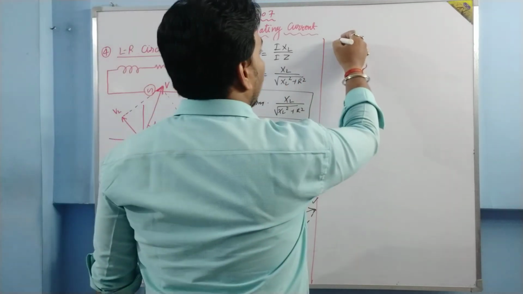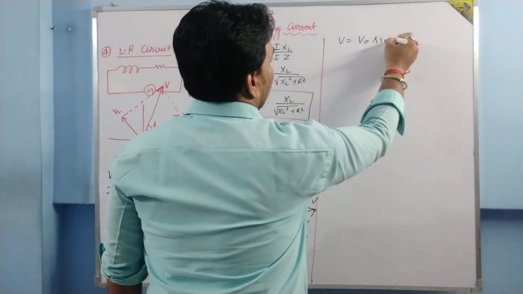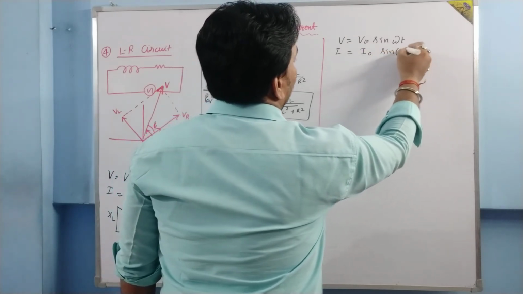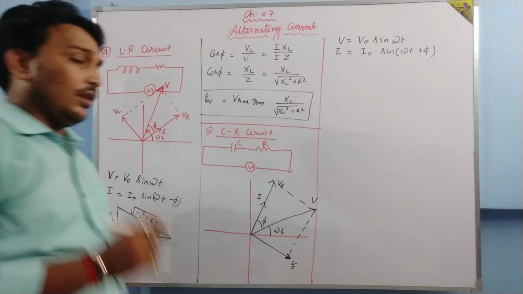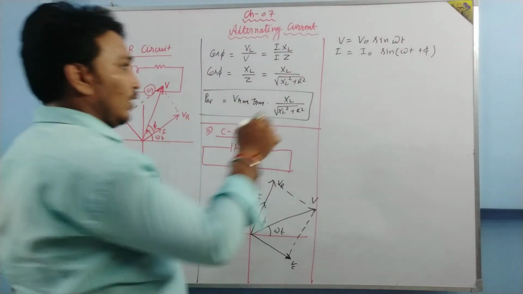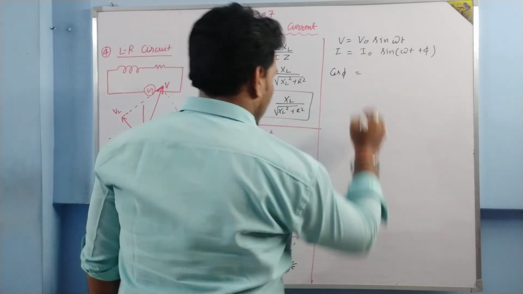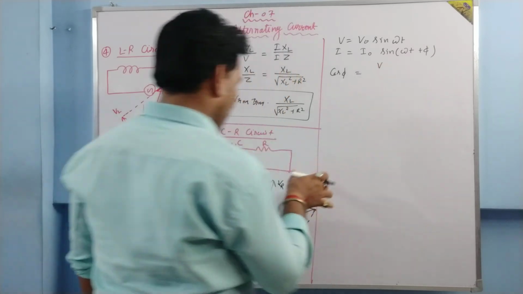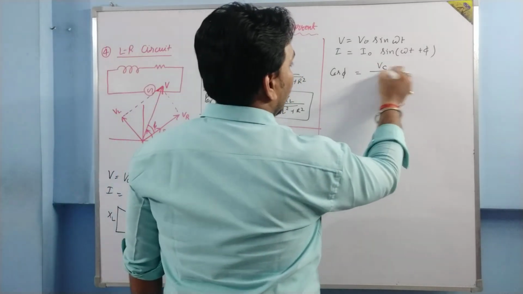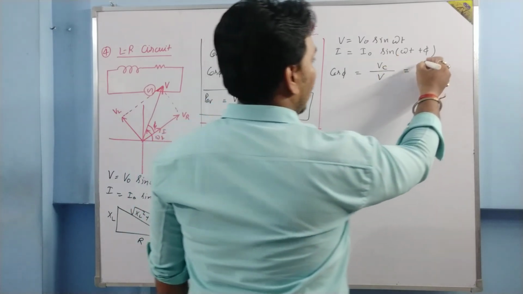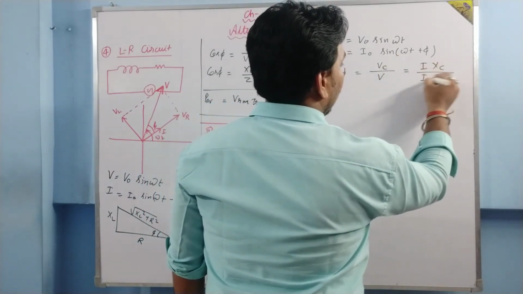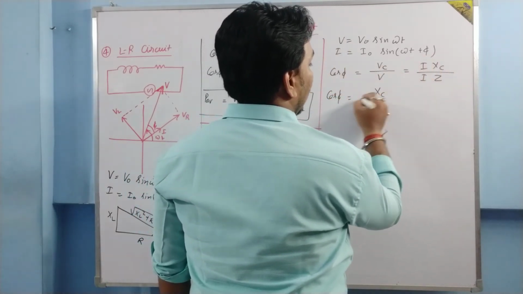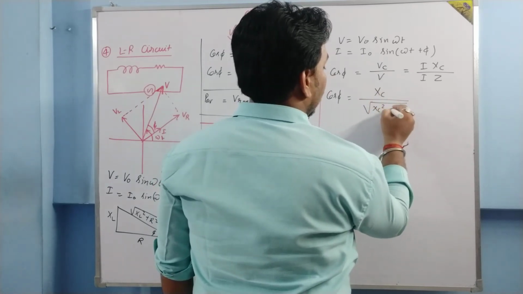So here you must write V is equal to V naught sine omega t, but the current is equal to what? I naught sine omega t plus phi. Okay. So what is the value of phi from here? The value of cos phi will be perpendicular upon hypotenuse. Perpendicular is this one, VC. So VC upon total V. Now VC is I into XC, and total V is I into Z. I and I will be cancelled out. So cos phi equal to what? XC upon, what is the value of Z? Under root XC square plus R square.